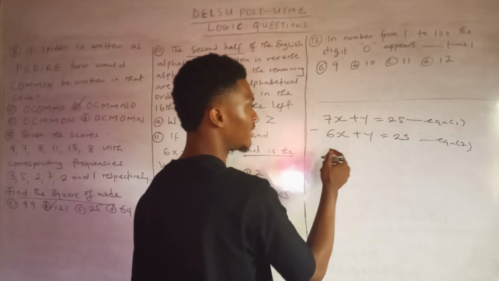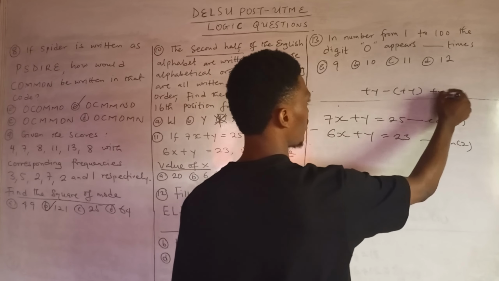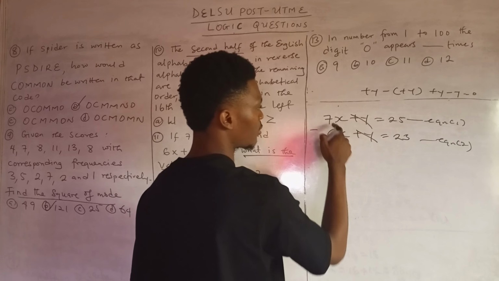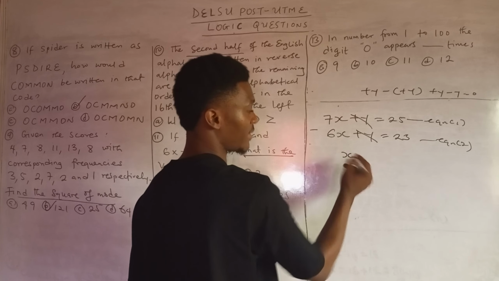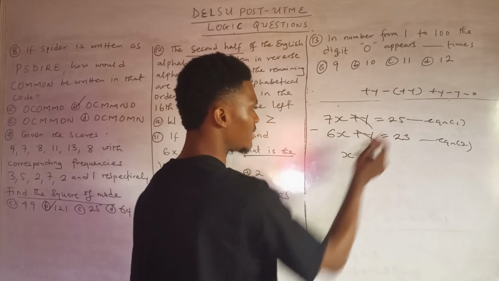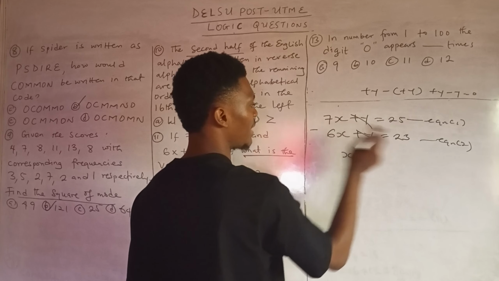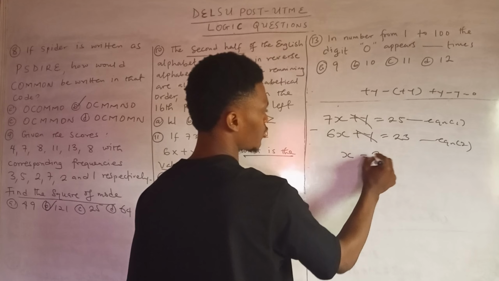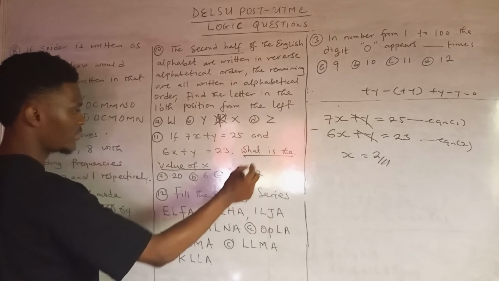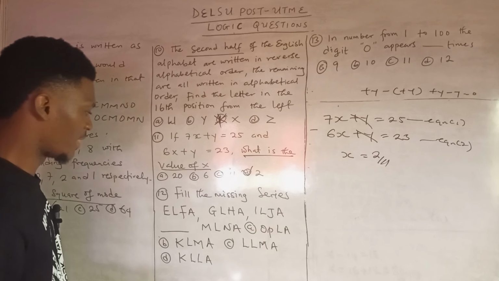That becomes plus y minus plus y. When you open the bracket with the sign, it becomes plus y minus y, which is 0. So we cancel this one. Then 7x minus 6x is ordinary x; you can't say 1x, because that makes the work clumsy. Then 25 minus 23 should be what? 2. So therefore, our answer is 2. Option D. Very easy.